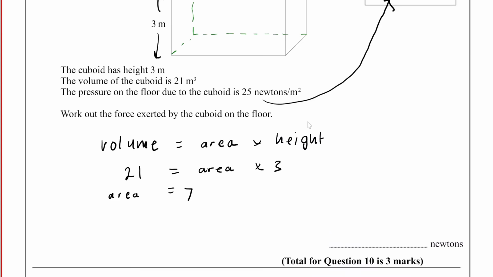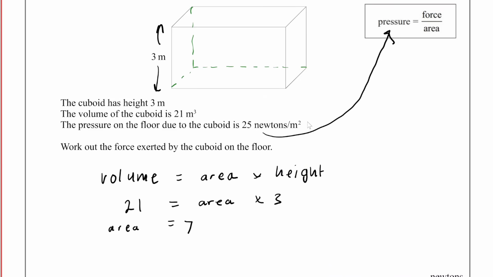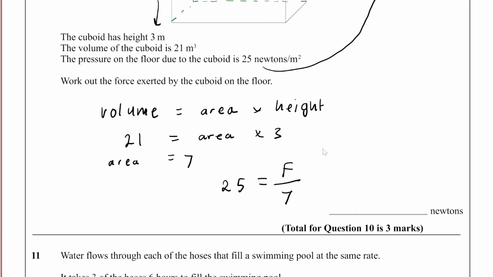So then we can put it into the pressure equals force over area formula. So pressure, which is 25, equals the force that we're working out, divided by the area, which is 7. We want force by itself. To get rid of a divide by 7, we multiply by 7. So the force is going to be 25 times 7, which is 175 newtons.